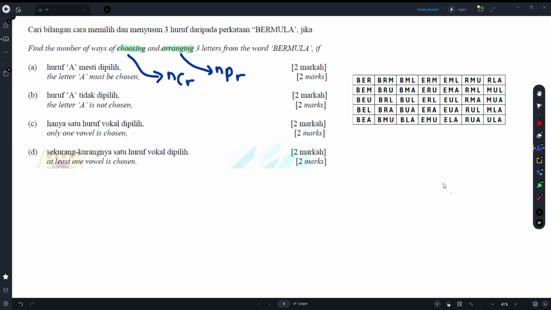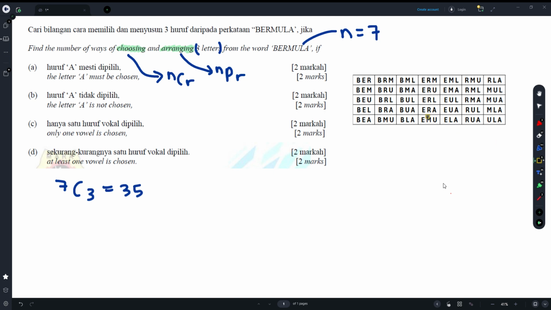Okay, we have a word known as Bermula, and inside this word we have 7 letters. So our first task is to choose three letters from this word. So basically when we are choosing 3 letters from 7 letters, it is going to be 7 choose 3. And if you press this in the calculator, you're going to get 35.